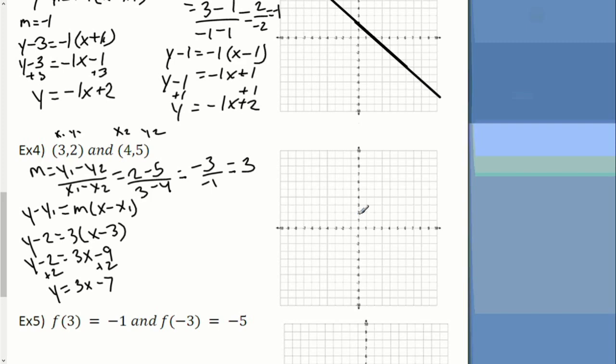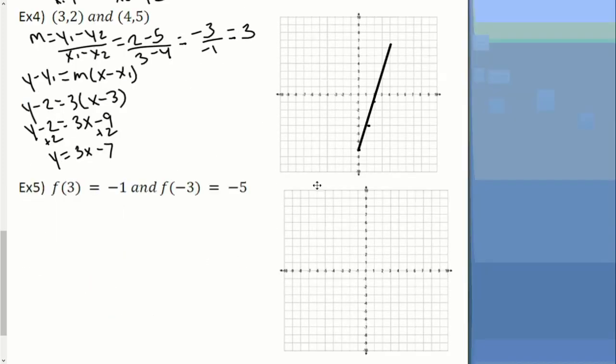Quickly sketch that. Go down to negative 7. Go up 3, 1, 2, 3, over 1. And that's probably enough to graph it. It looks something like this, right? Okay, looks something like that. Extend your line all the way through.